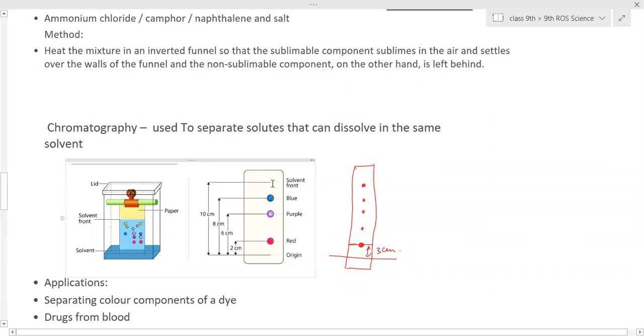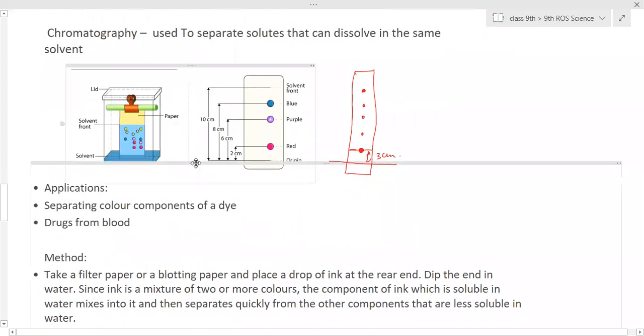So this way, whichever component is more soluble will travel along with that solvent to a farther distance. And due to the different distances traveled by them, they can be seen separately. This is the principle of the chromatography method. It is used to separate the color components of a dye. Different ink dyes, the components of the dyes can be separated by this method.